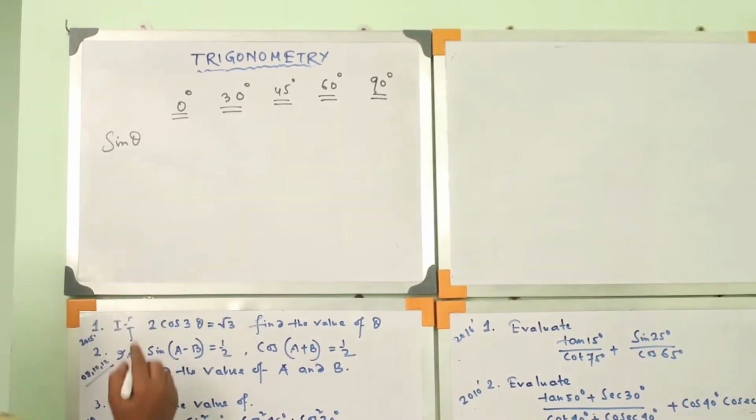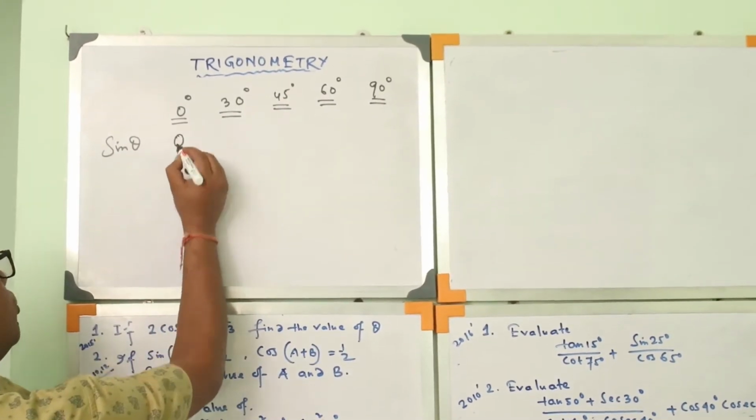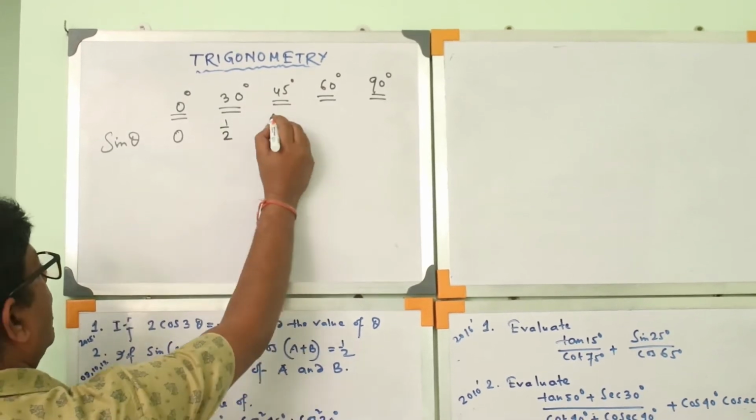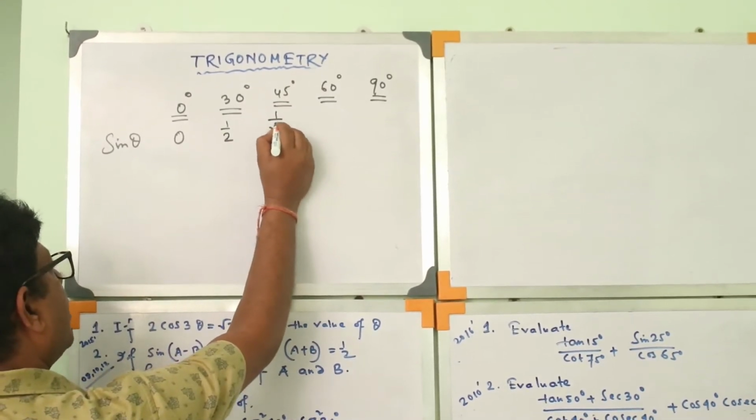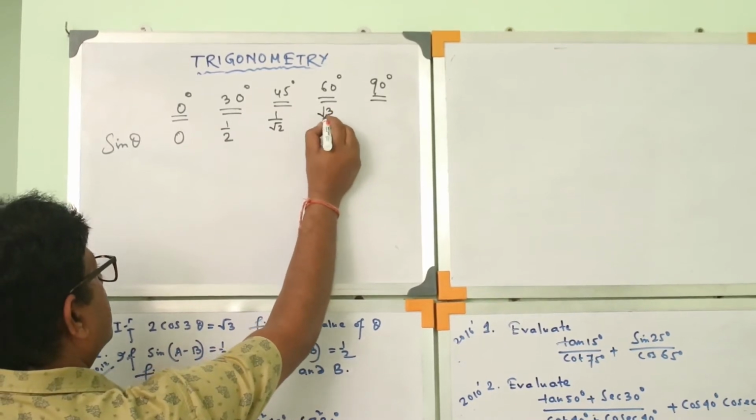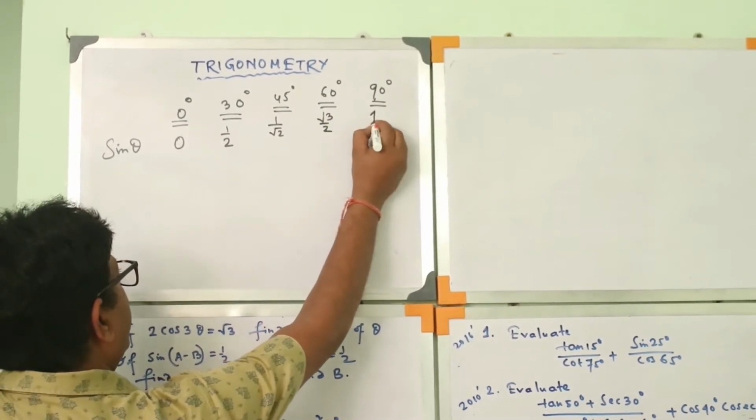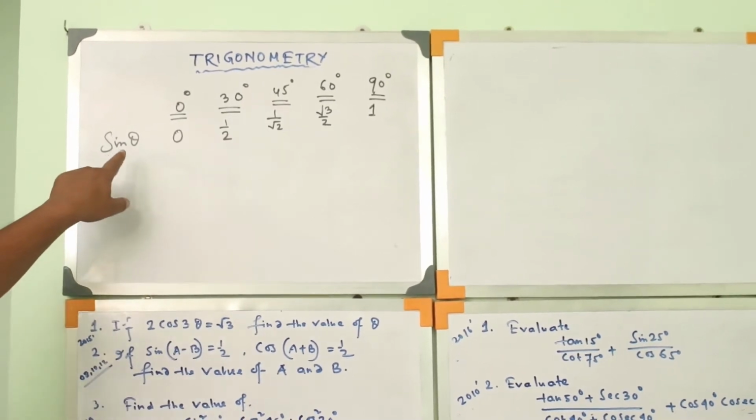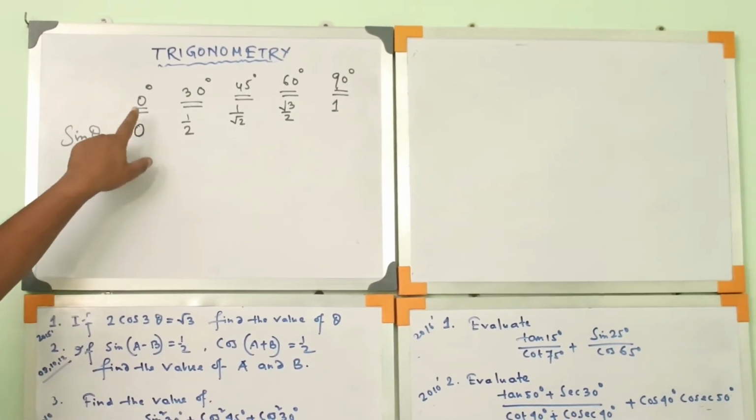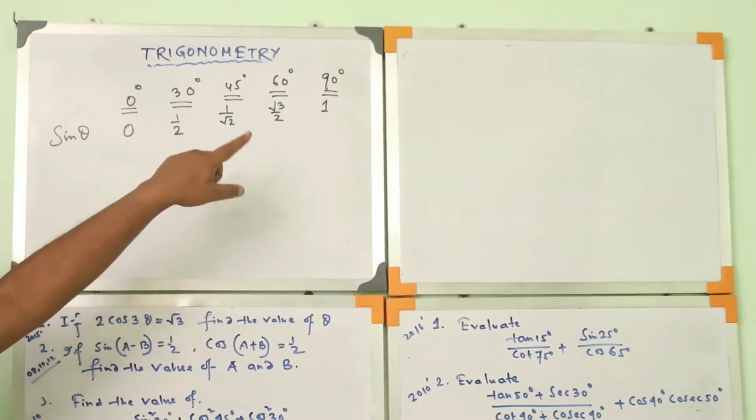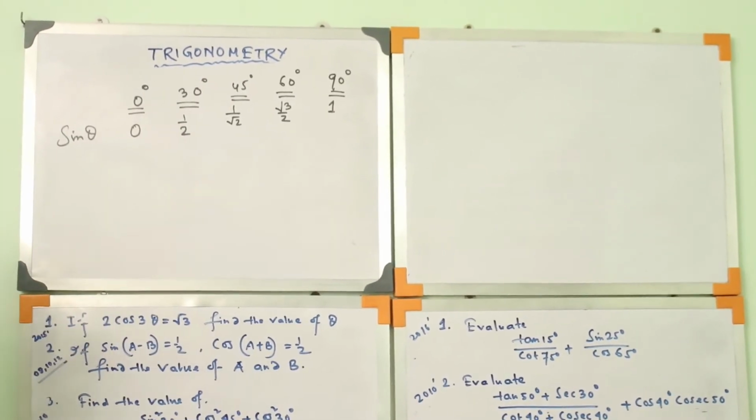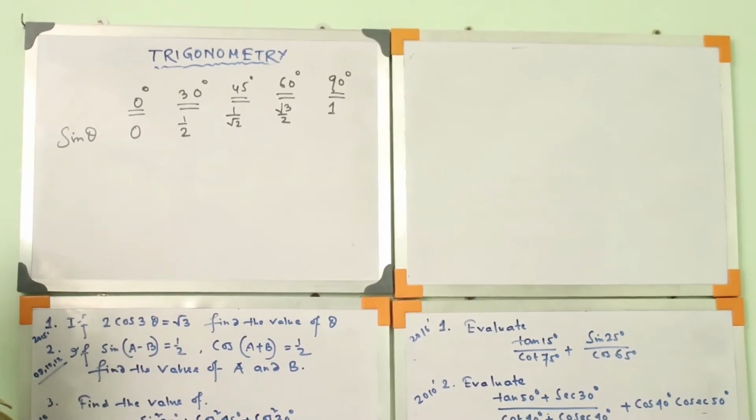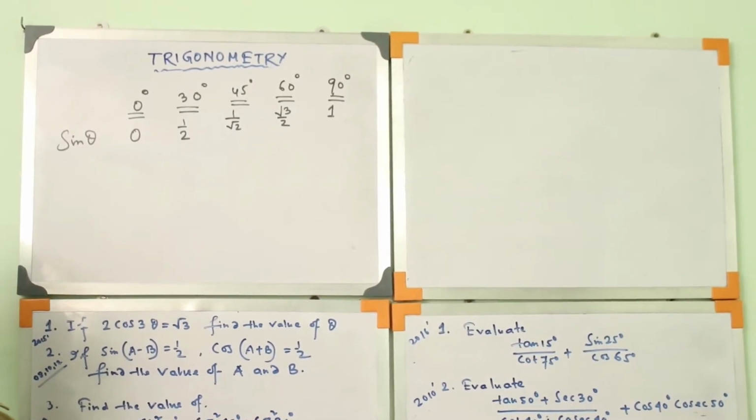For sin 0, the value will be 0. Sin 30, the value will be half. Sin 45, this value will be 1 by root 2. Sin 60 is equal to root 3 by 2. And for sin 90, the value will be 1. From this form, sin 0, sin 30, sin 45, sin 60, sin 90, you can easily calculate the different values. That means the value of tan 30, the value of sec 30, the value of cot 30.